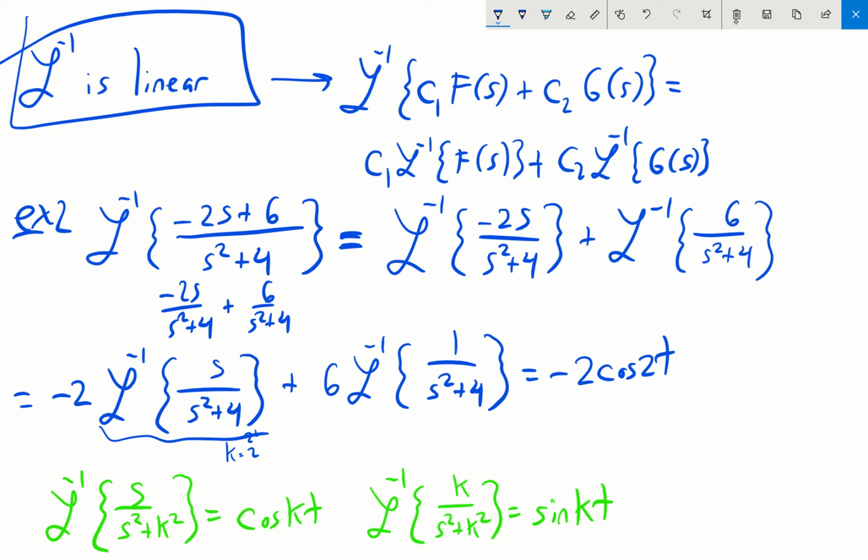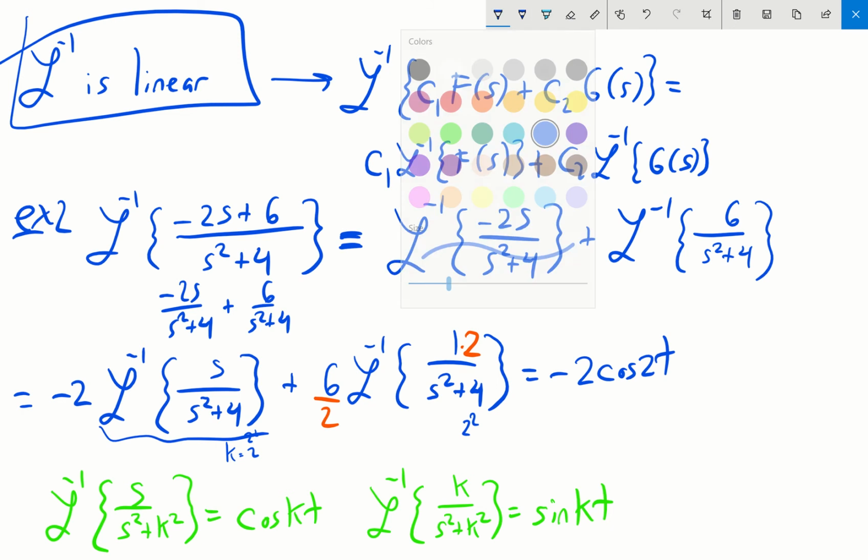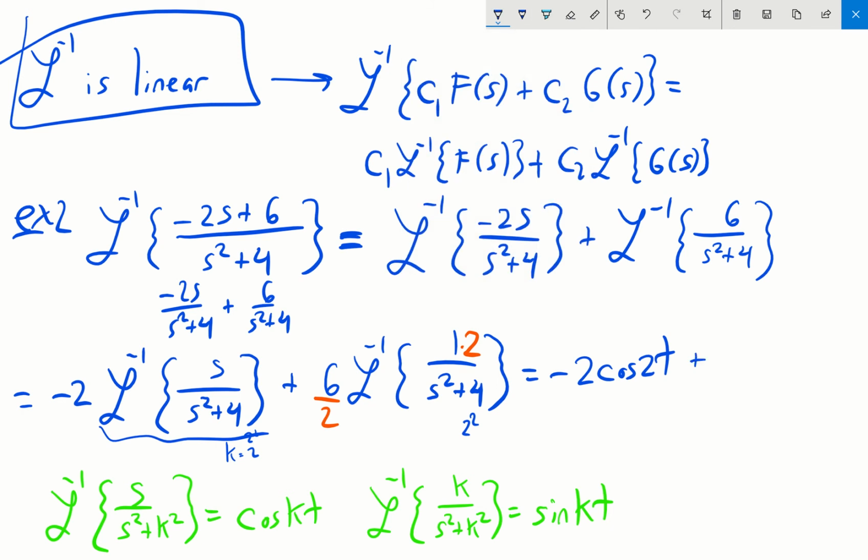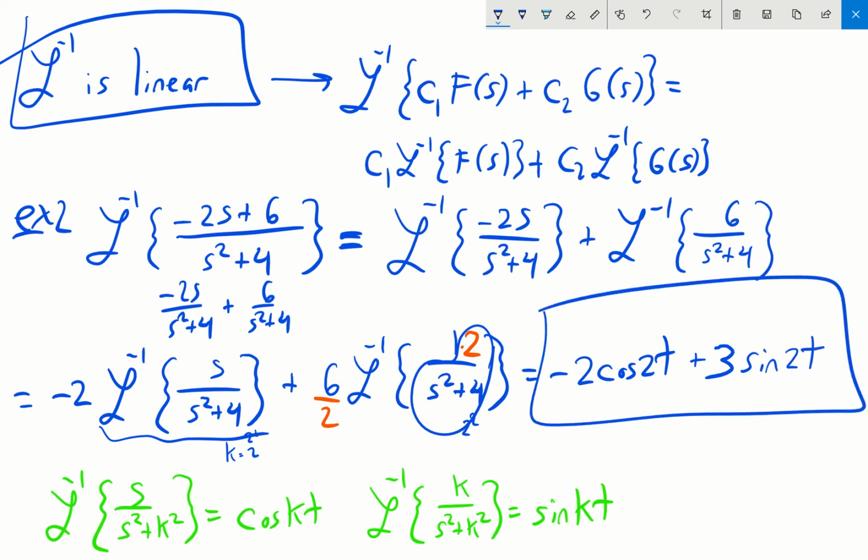We have a k squared, which would be 2 squared, but we would also need a k in the numerator. So we can multiply up top by 2 if we also divide on the outside by 2 as well. So this is going to be plus 6 divided by 2, which is 3. And then with that extra factor of 2 on the inside, this would perfectly become the sine of 2t. So our inverse Laplace transform for this one is negative 2 cosine 2t plus 3 sine 2t.